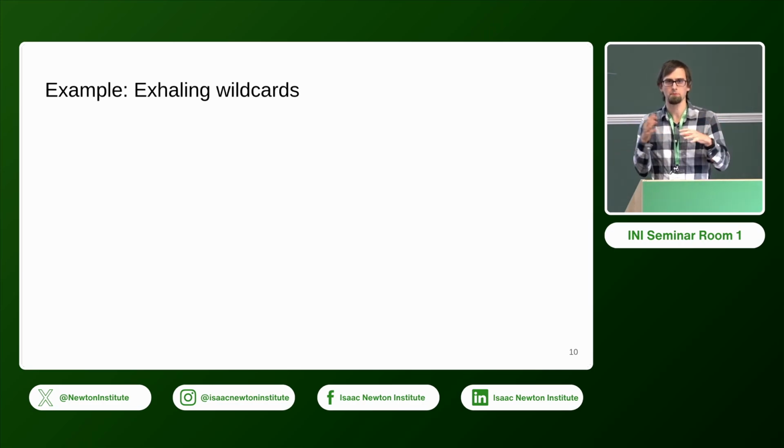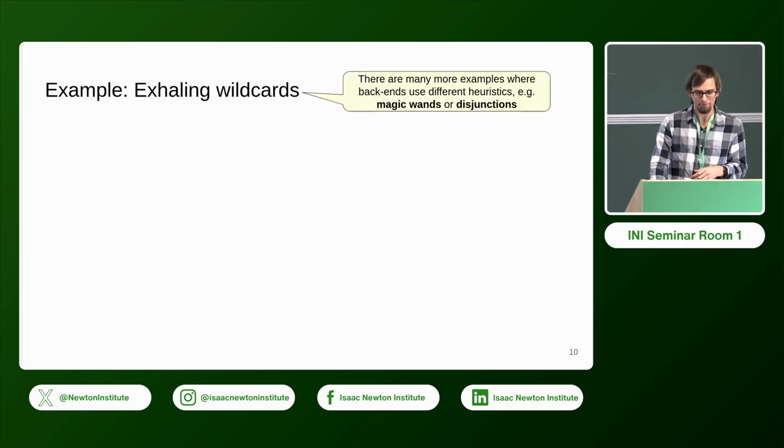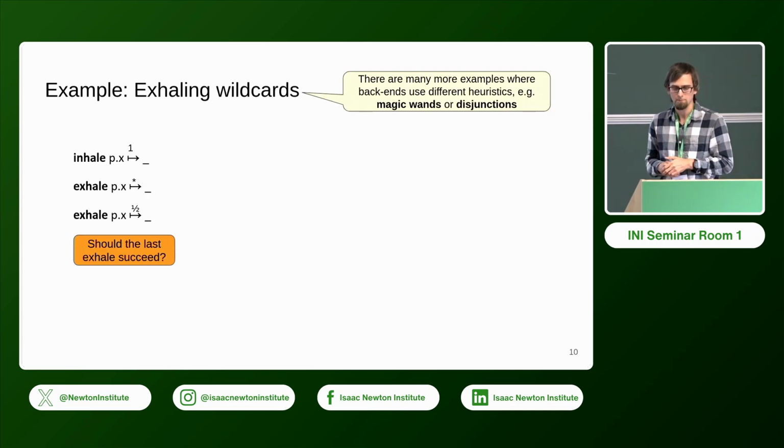Let me illustrate this challenge a bit more on an example of exhaling wildcards, which is an example of an operation where different backends have different heuristics. There are many more examples where different backends use different heuristics, for example for handling magic wands or disjunctions. I'm just using wildcards here because it's relatively straightforward to explain.